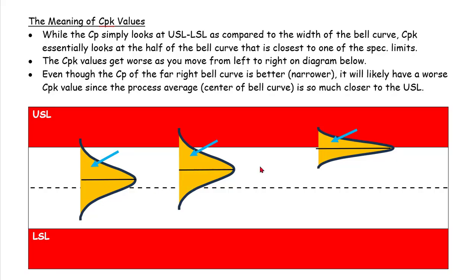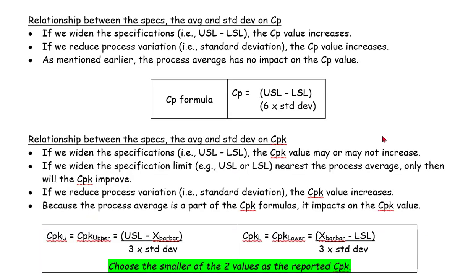This one gets worse. Even though the width gets better, or the CP gets better, the CPK continues to get worse. Even though the CP of the far right bell curve is better, narrower, it will likely have a worse CPK value since the process average, the center of the bell curve, is so much closer to the upper specification limit.